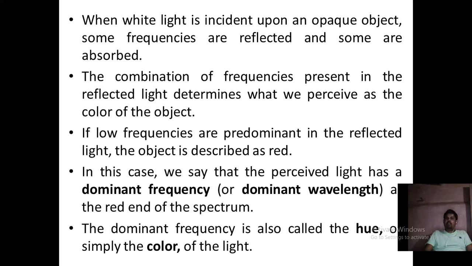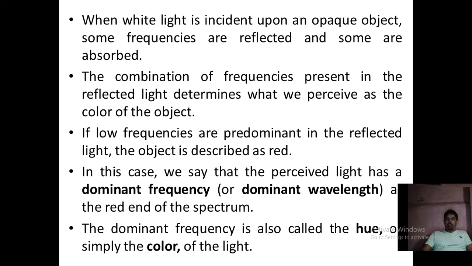Normally whenever light falls on any object or opaque object, some of the frequencies are reflected and some are absorbed, depending on what type of object the light is falling on, right? The combination of frequencies present in the reflected light determines what we perceive as the color of the object. It means when light falls on any object, some frequency of that light is absorbed and some frequency of light is reflected.